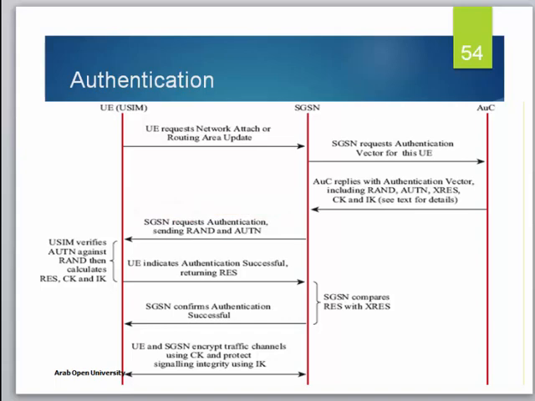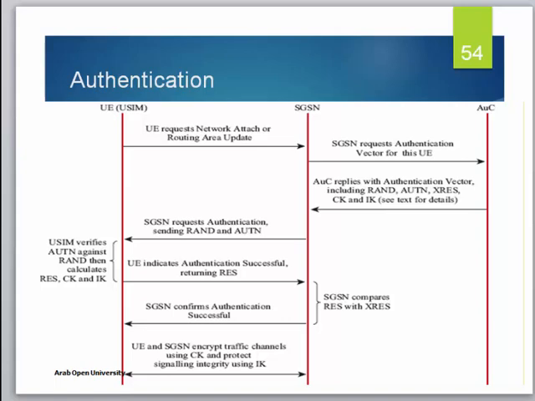Step number 6, the UE receives the reply from the SGSN, verifies AUTN against RAND, then calculates the RES, CK, and IK. Step number 7, the UE indicates the authentication was successful and returns the RES to the SGSN. Step 8, the SGSN compares RES with XRES.